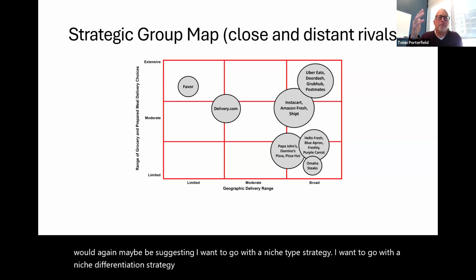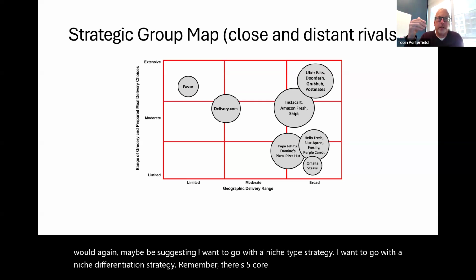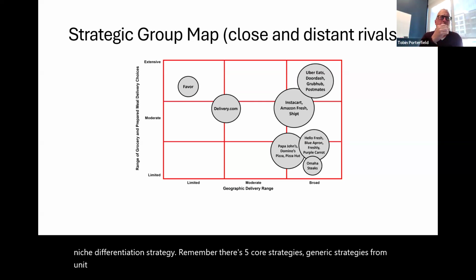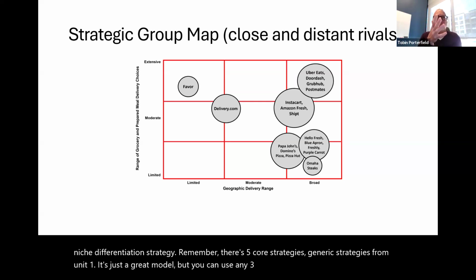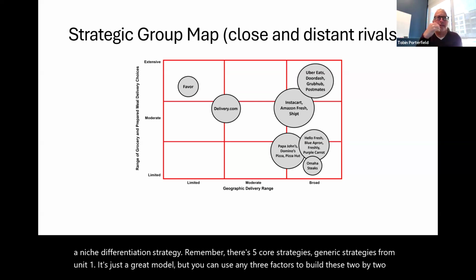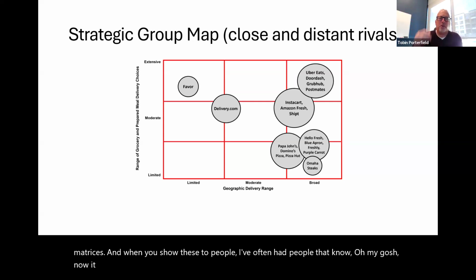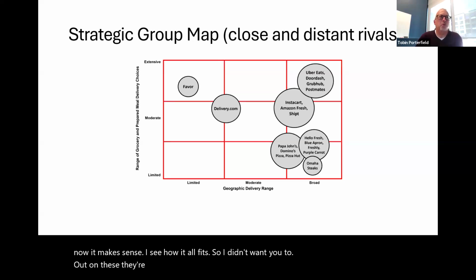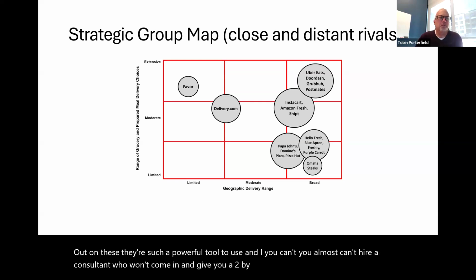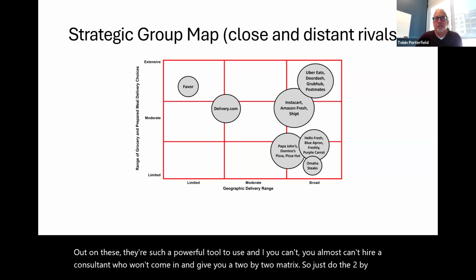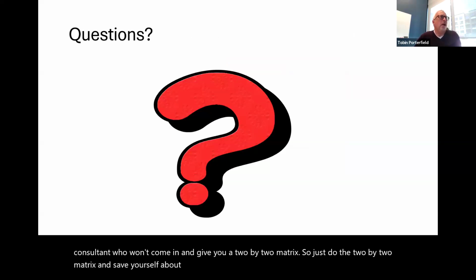Remember, there are 5 core generic strategies from Unit 1. It's just a great model, but you can use any 2 factors to build these 2x2 matrices. And when you show these to people, I've often had people look and go, "Oh my gosh, now it makes sense. I see how it all fits." So I didn't want you to miss out on these. They're such a powerful tool to use, and you almost can't hire a consultant who won't come in and give you a 2x2 matrix. So just do the 2x2 matrix and save yourself about 10 grand.